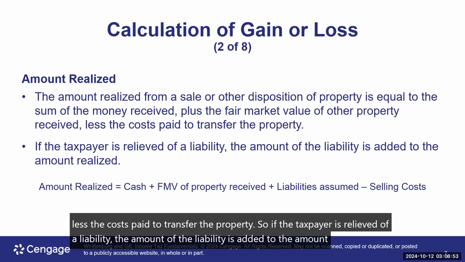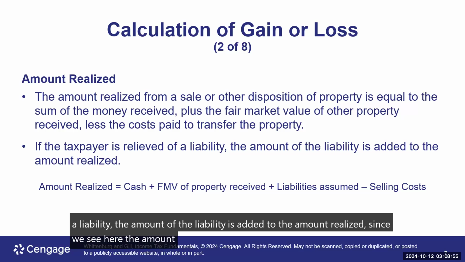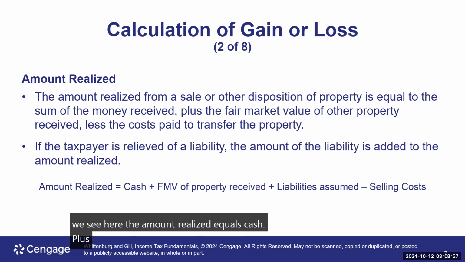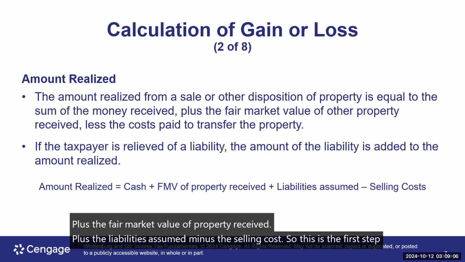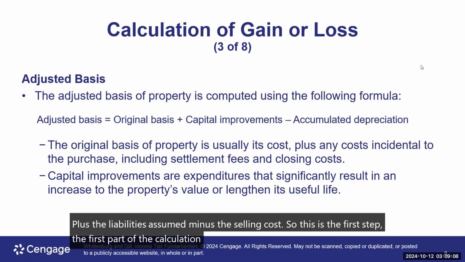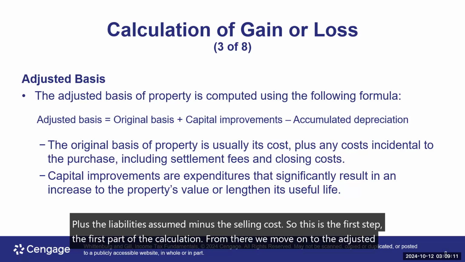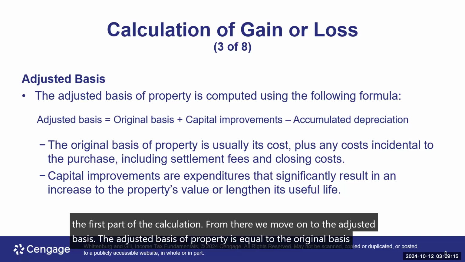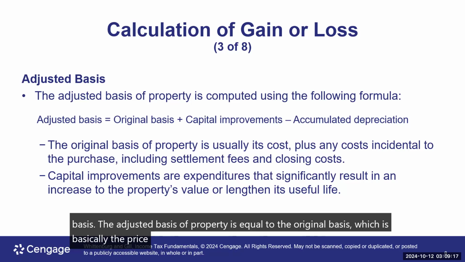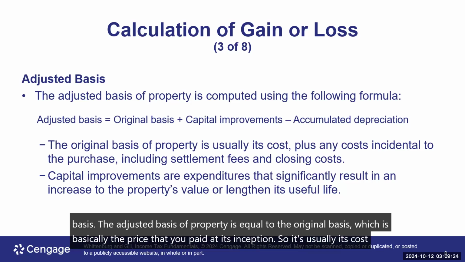So we see here, the amount realized equals cash, plus the fair market value of property received, plus the liabilities assumed, minus the selling cost. So this is the first step, the first part of the calculation. From there, we move on to the adjusted basis. The adjusted basis of property is equal to the original basis, which is basically the price that you paid at its inception. So it's usually its cost plus any costs incidental to the purchase.